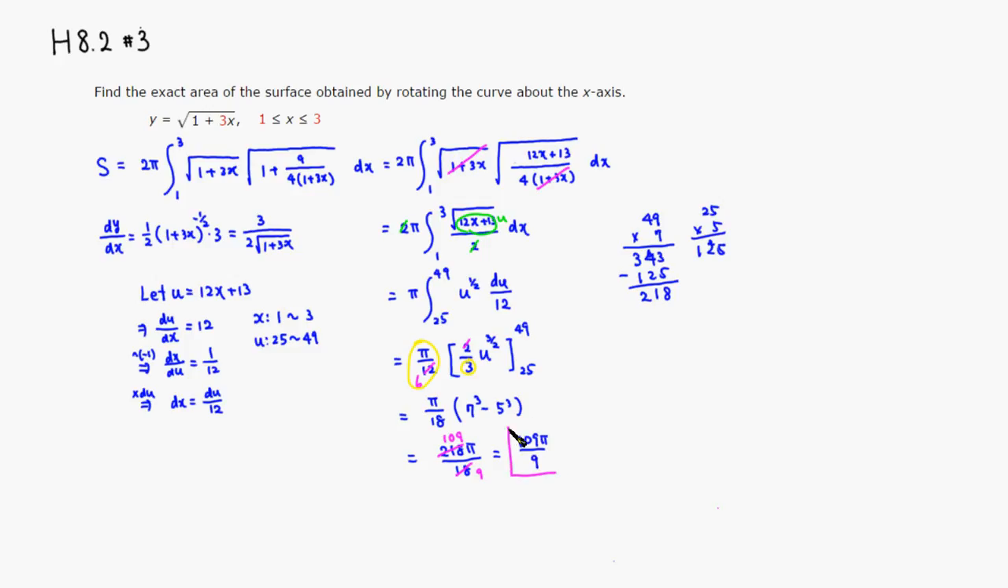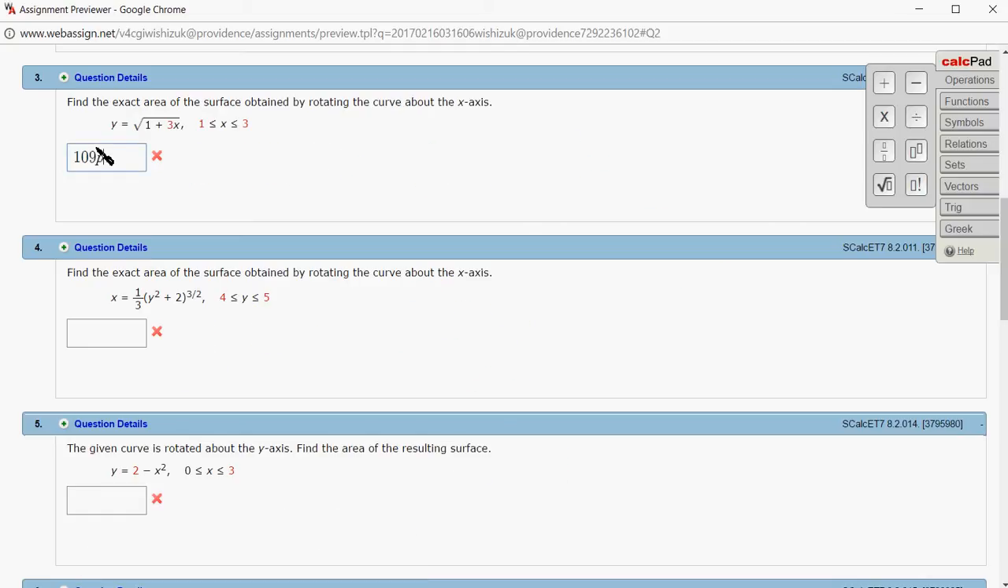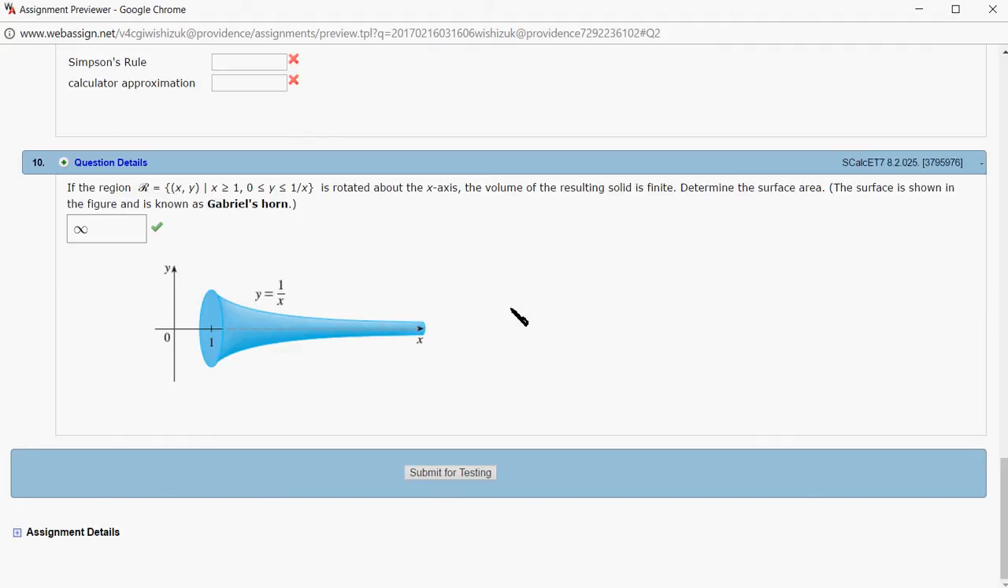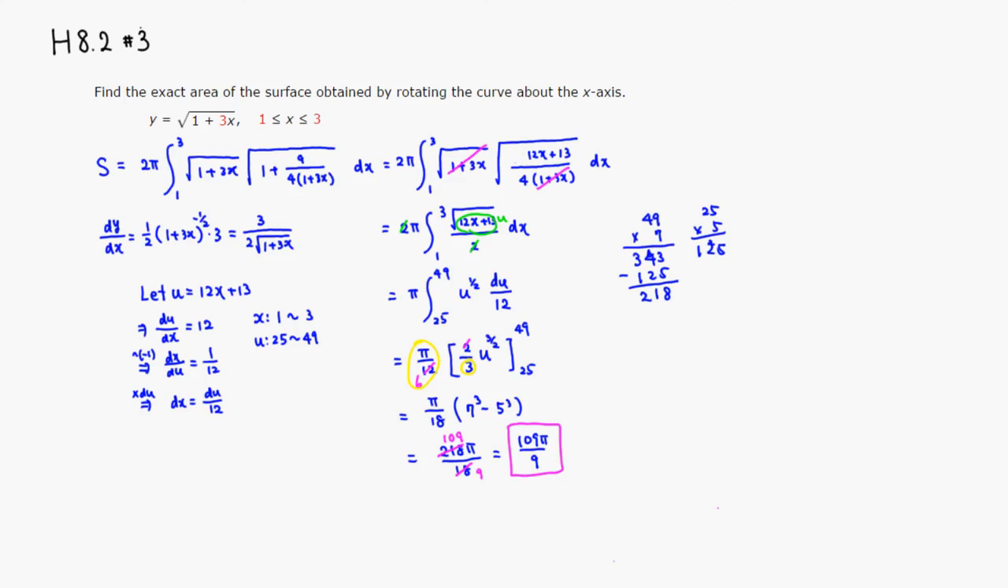Let's type it in. We got the 109 pi over 9. Submit for testing. I came back and it looks like we got this one correct as well. That's it. I hope that this was clear.